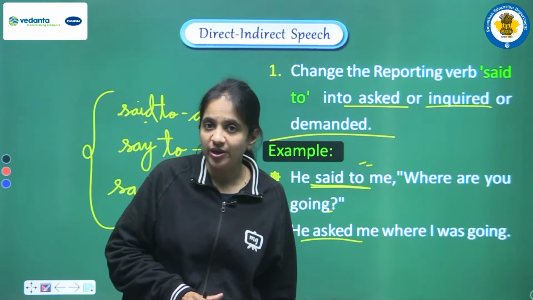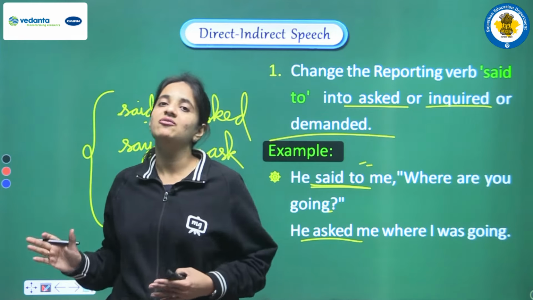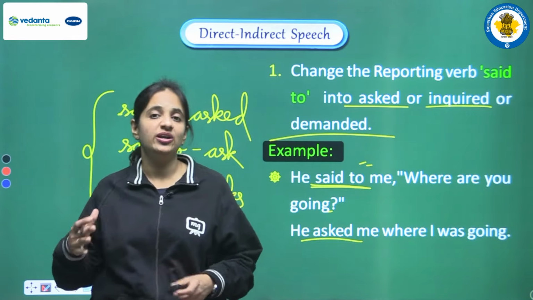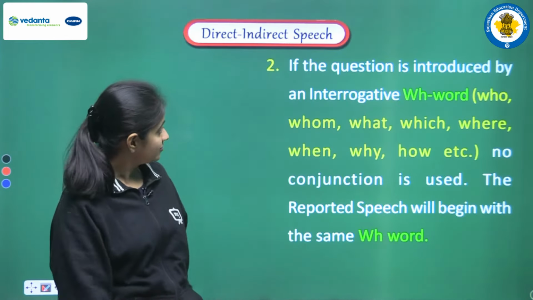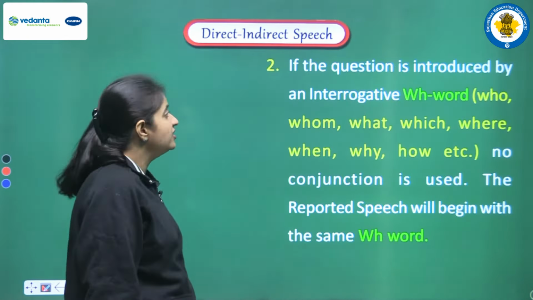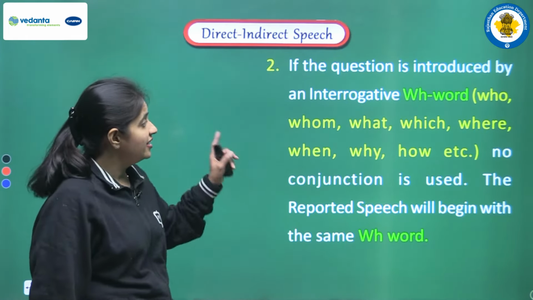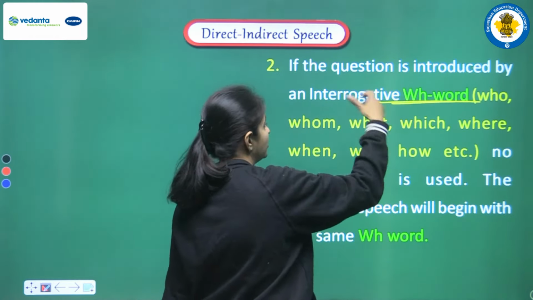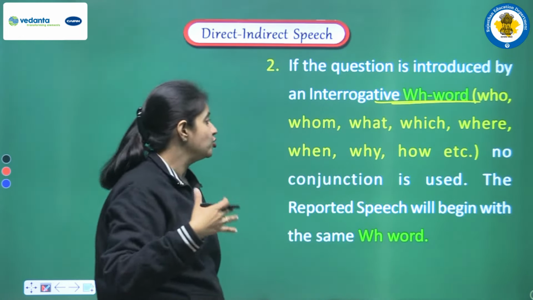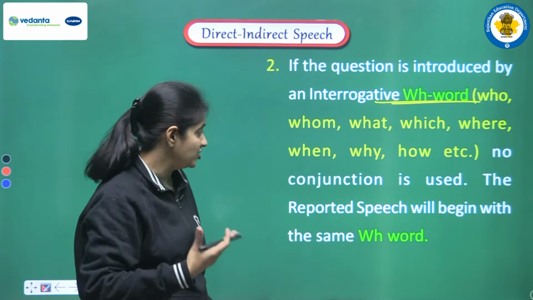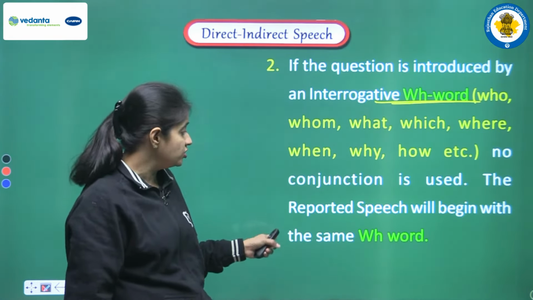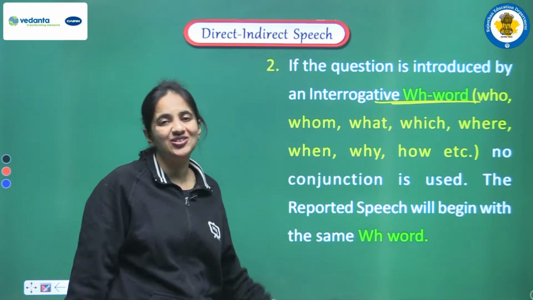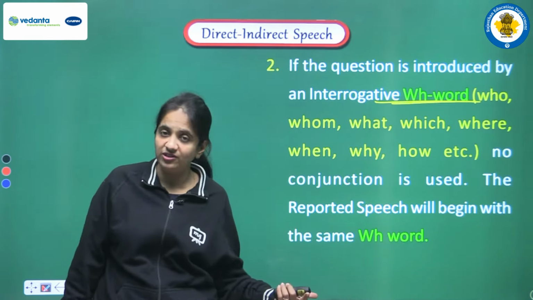But what is the important point here, that in the assertive sentence we were converting "said to" into "told", and in the interrogative sentence we have to convert "said to" into "asked". Okay. Next point, if the question is introduced by an interrogative WH word, and we are having so many WH words like who, whom, what, which, where, when, why, how, etc., then no conjunction is used. The reported speech will begin with the same WH word. So this is the second point, a very important point also.